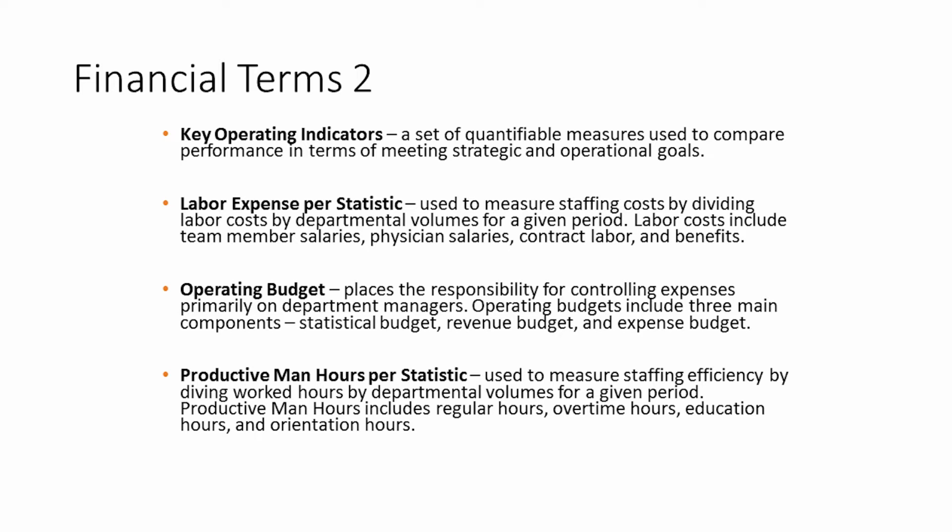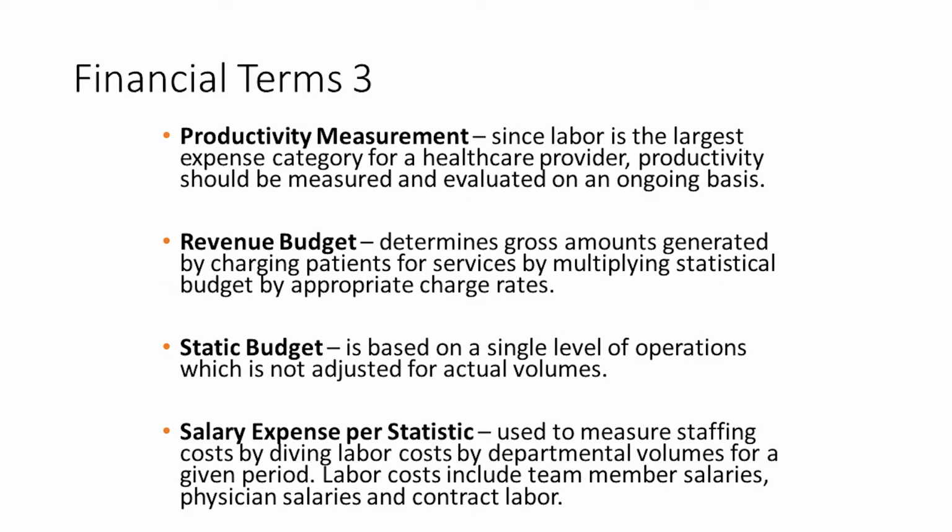Productive man hours per statistic is used to measure staffing efficiency by dividing worked hours by departmental volumes for a given period. It includes regular hours, overtime, and at Ballad, education and orientation hours, which some entities do not include in their productive man hours per statistic. So it's a little bit different based on the healthcare organization and how they choose to view things. Productivity measurement: since labor is the largest expense category for a healthcare provider, approximately 50%, productivity should be measured and evaluated on an ongoing basis.